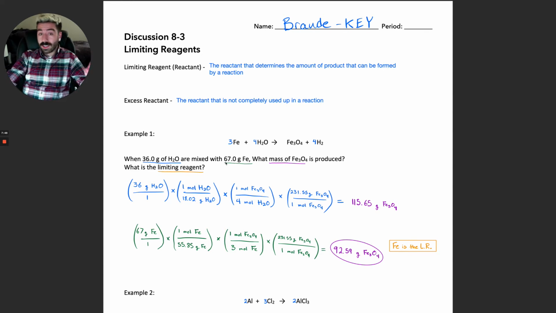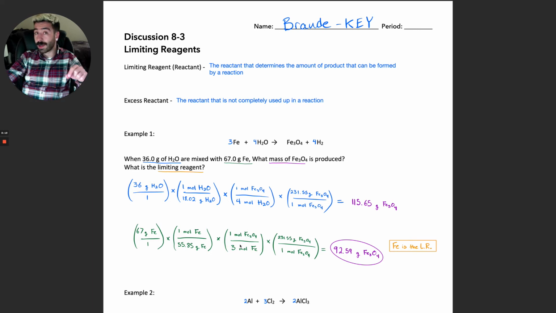But now I've got 67 grams of iron. So I want to know how many grams of iron oxide I can get from my 67 grams of iron. So I do the whole thing over. I go from 67 grams of iron to moles of iron by dividing by molar mass. I find that on the periodic table to be 55.85. I then multiply by the mole ratio, and there's 1 mole of iron oxide for every 3 moles of iron. So I've got that here.